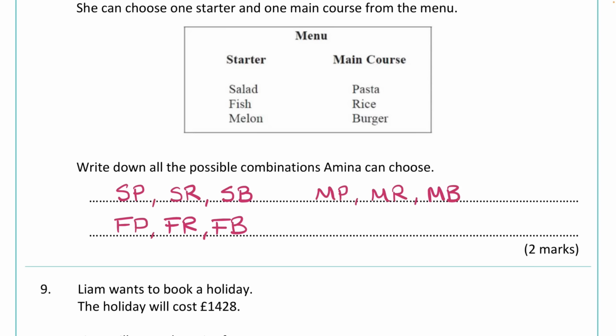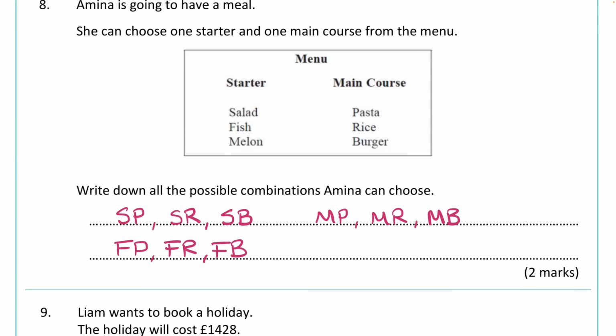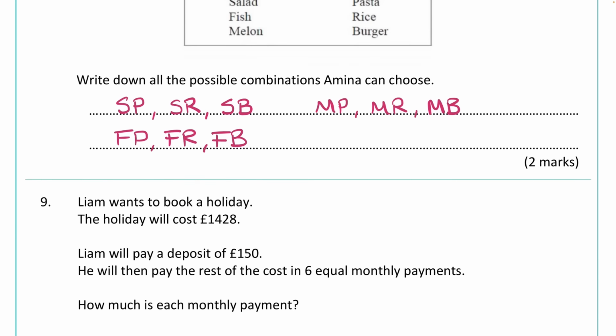And just take note of the logical way that we went about that. We picked the first starter, matched it with all the other mains, and then just followed that logical process moving through them. And there we go, that was some listing combinations.